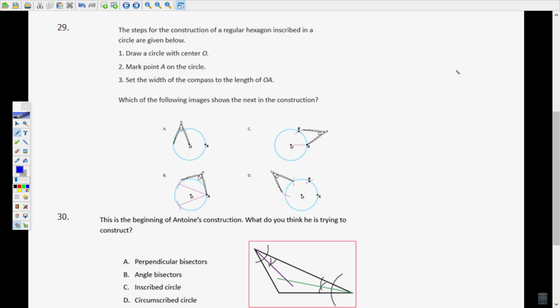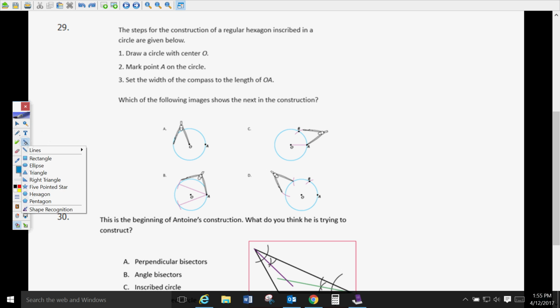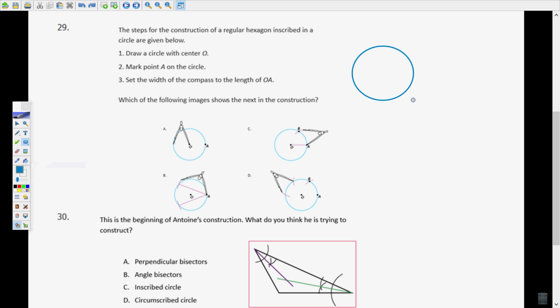Number 29, the steps for the construction of a regular hexagon inscribed in a circle are given below. Draw a circle with center O. So that's your first step. Once again, why don't we use our tools? Because I can't. There we go. Draw a circle with center O and mark point A on that circle somewhere.